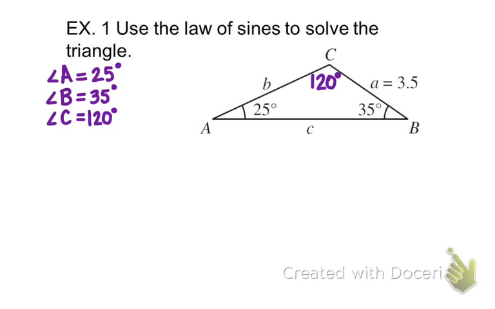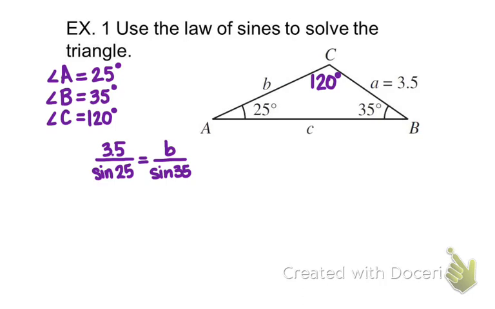So now that I have all three angles, I'm going to start setting up my proportion to find the missing sides. You always have to start with a side and an angle that are opposite from each other, that you have both pieces of information. So if you notice, side a is 3.5 and angle A is 25. So I'm going to use those two to start using the law of sines. So I'm going to do 3.5 over the sine of 25, and I'm going to set that equal to the other part of the proportion, side b over the sine of angle B, which is 35.